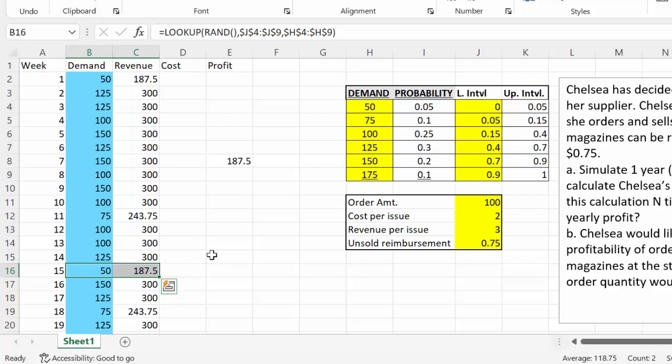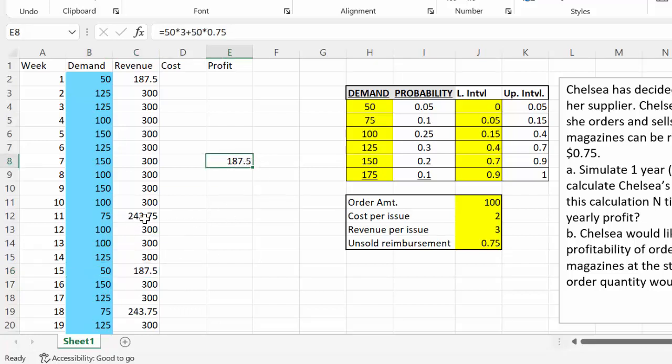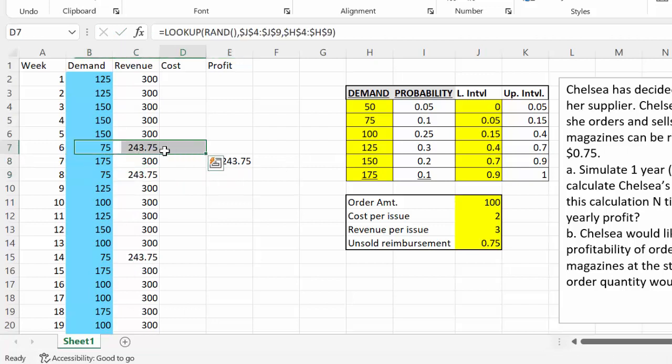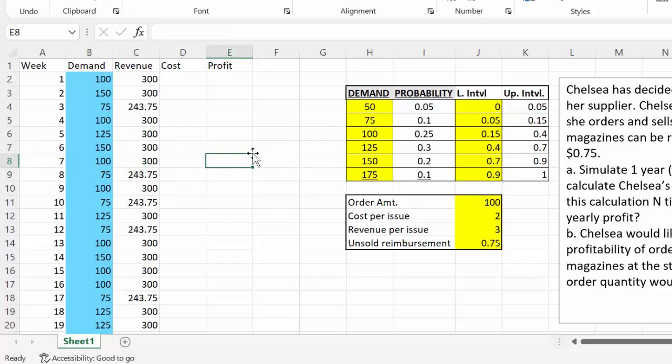As you can see, that is correct. It is 187. And what about if it's 75? Well, I can fix that. I can just plug in 75 for that. And if demand is 75, then I'm sending 25 back for reimbursement, right? Because remember, I bring in 100 and I sold 75. That means 25 goes back for reimbursement, and that should give us 243.75, as you see for that. Okay, so that's looking good.